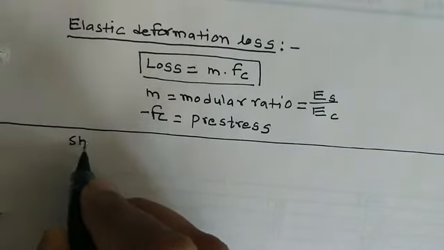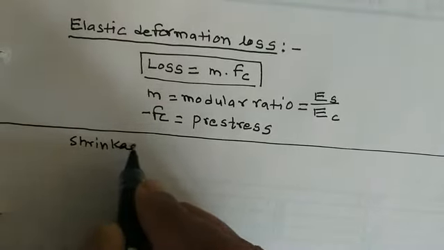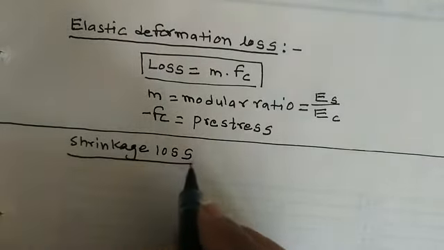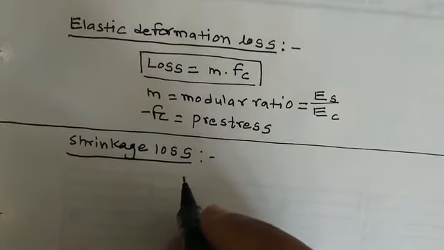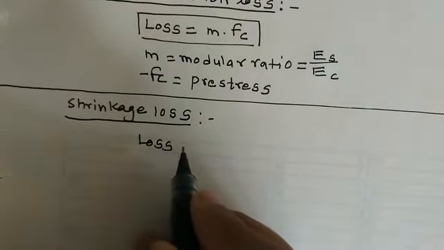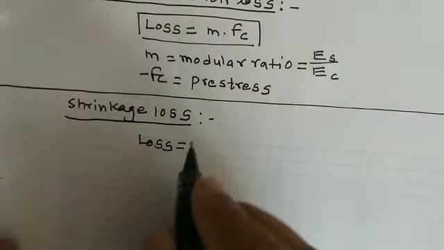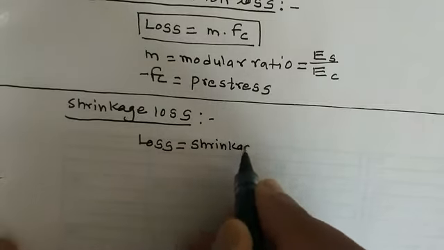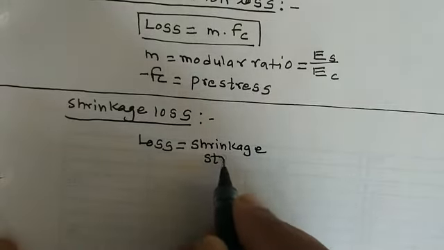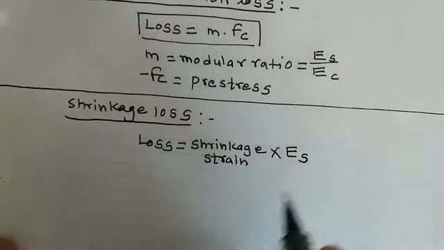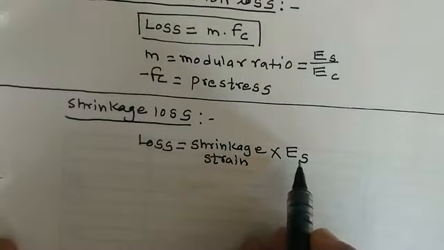Next is shrinkage loss. Shrinkage loss is developed due to the shrinkage property of a concrete. Loss is calculated using this formula: shrinkage strain multiplied by Young's modulus. This is the basic definition of a stress: strain multiplied by Young's modulus.